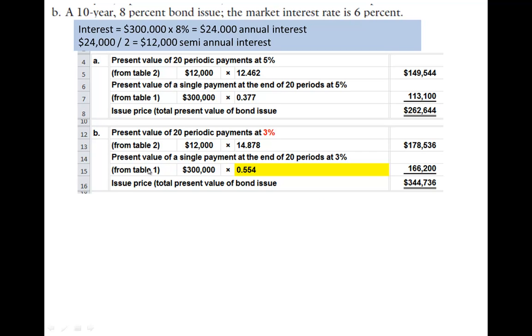So then using the present value of the lump sum, we still have the $300,000 is the amount of the bond. And then again, we changed to 3% because the market rate went to 6% from 10%. So you can see how things change a little bit.